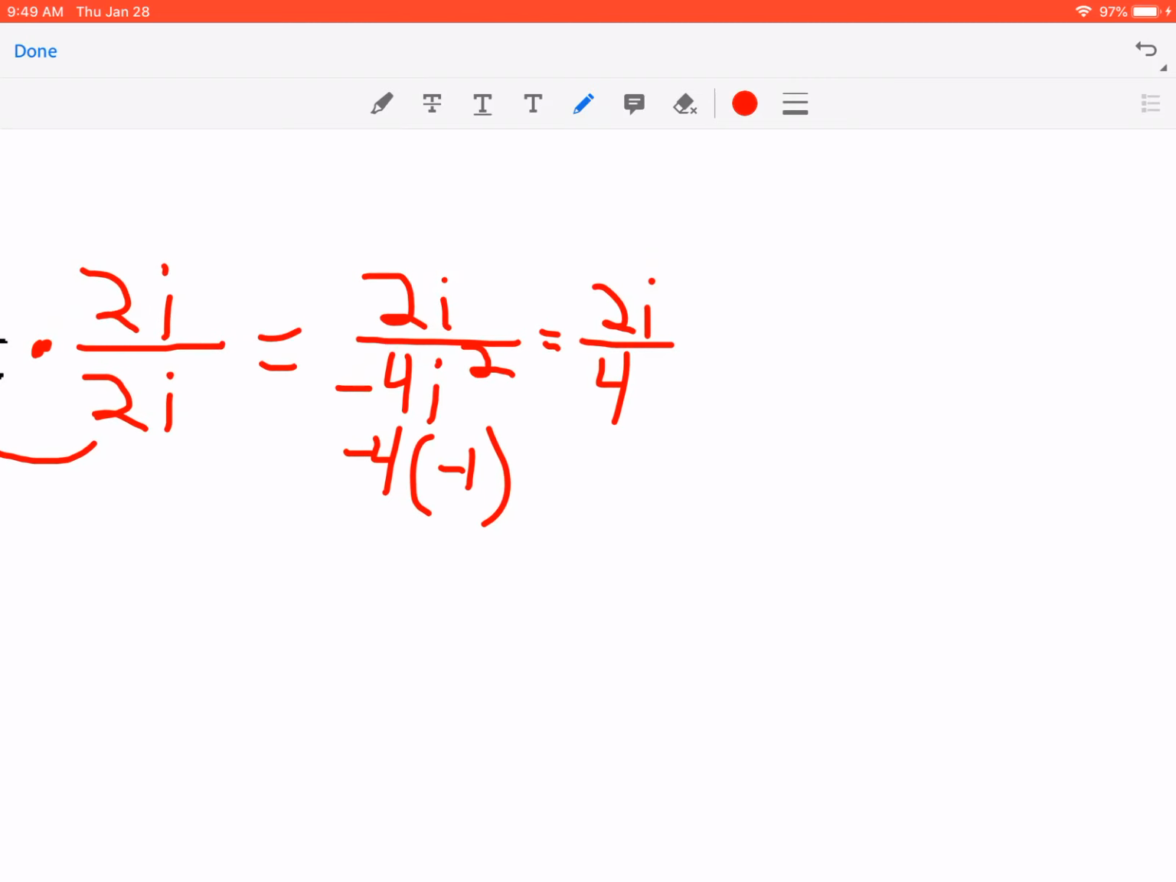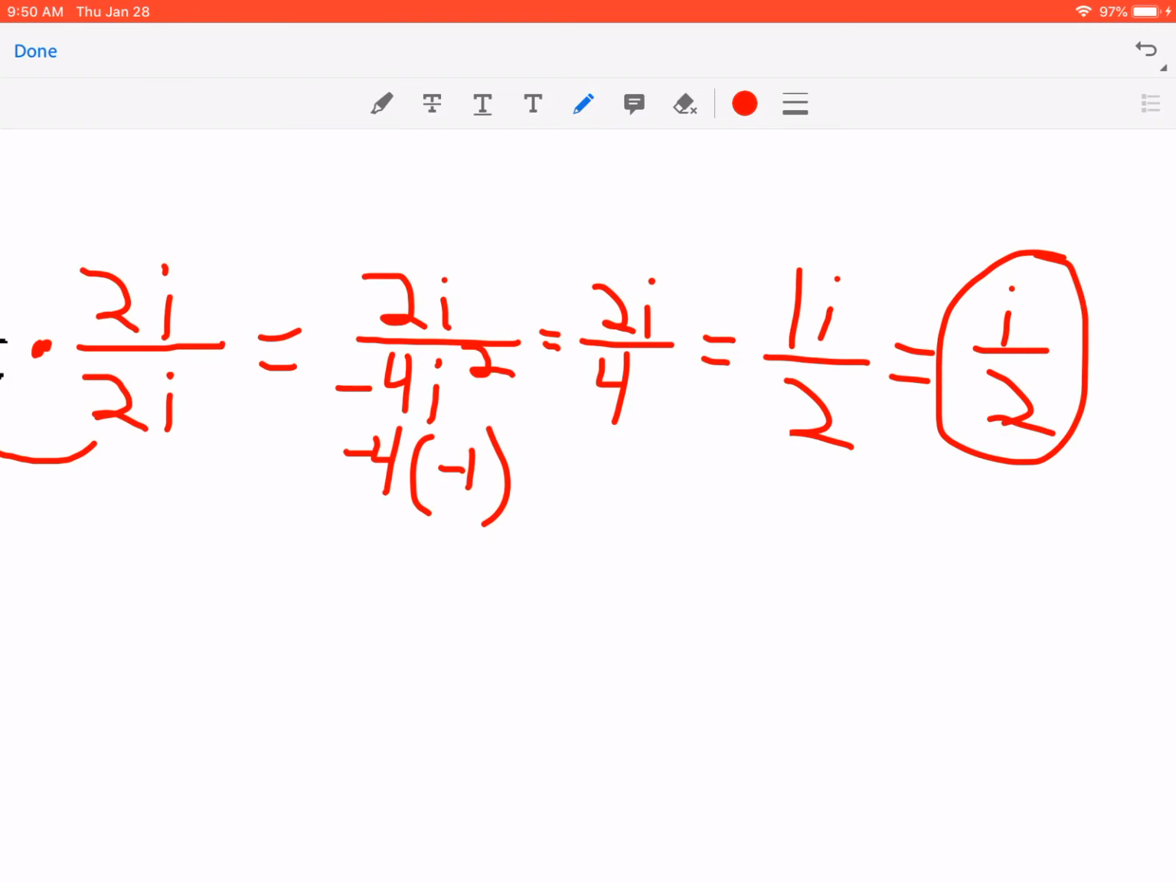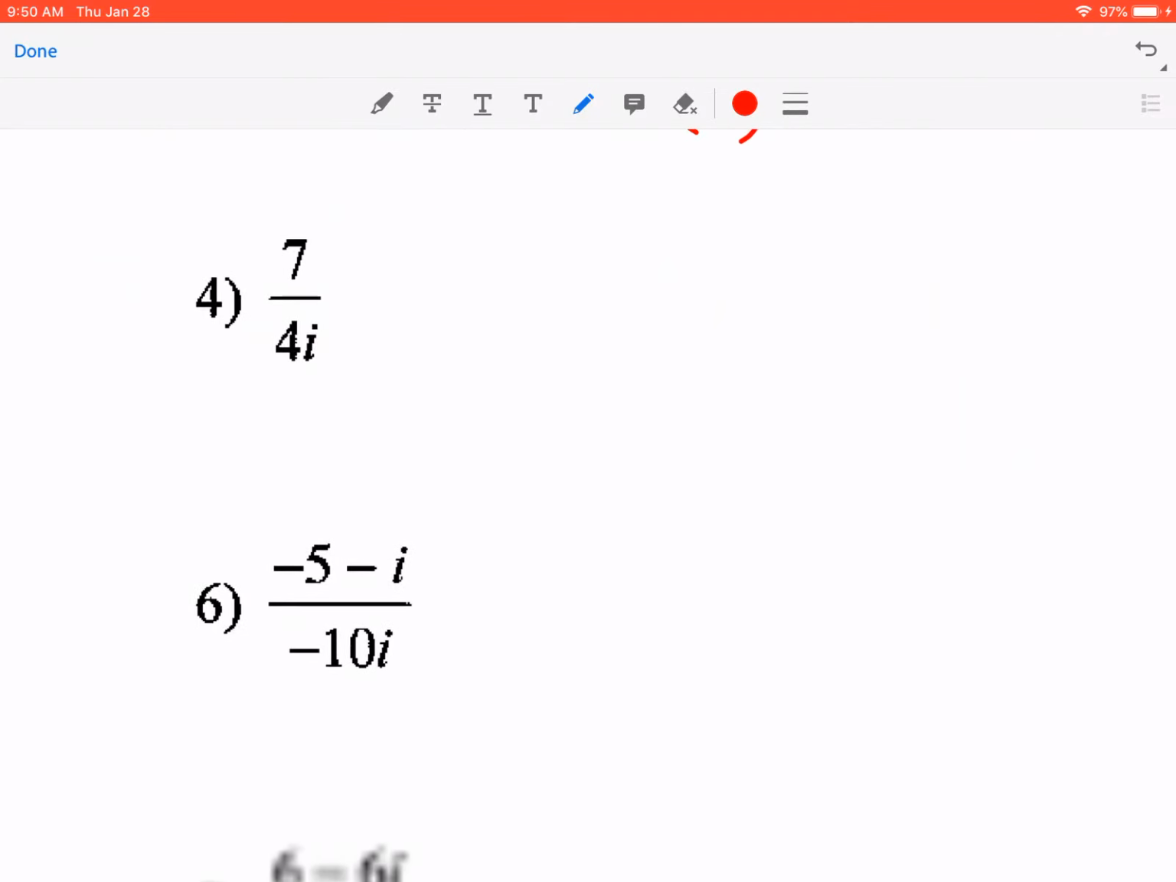This is no different than what you did last year or the year before. The only thing is you always have the letter i. Last year you had the letter x, the letter y, whatever. But what's that reduced to? Isn't that 2/4, 1/2? So you don't need to put the 1 in front of the i. Just simply put i over 2. All right? There's your answer there. Let's go to this one.